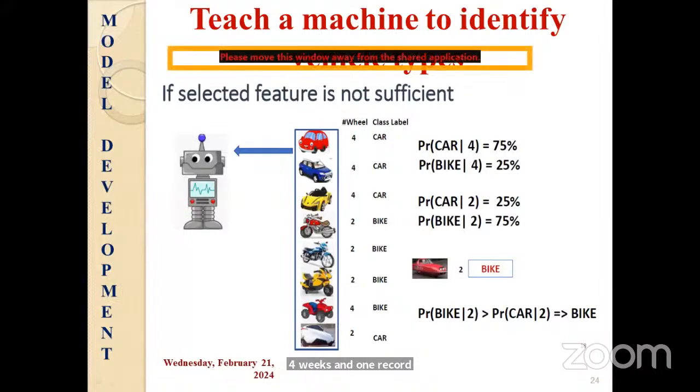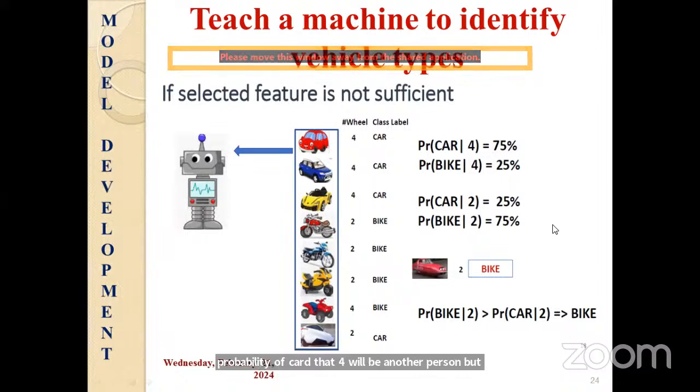So in the earlier record, I got the probability of car with 4 wheels as 100%. But for this data set, the probability of car with 4 wheels will be 75%. And if you take bike, 1 record is there, so that is getting here as 25%, right?